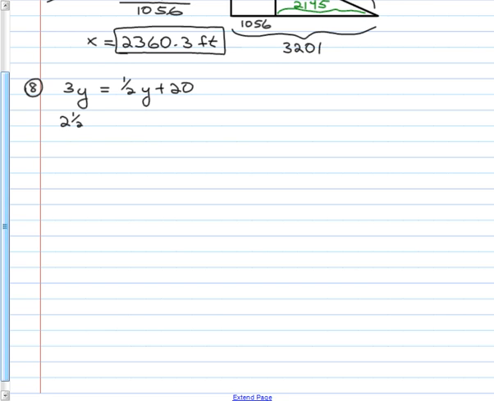2.5y equals 20. I want to change that 2.5 to an improper fraction. What would it be? 5 over 2 y is 20. That way I can multiply by what to get rid of that 5 over 2? The reciprocal, 2/5. And so y must be, how many times is 5 going into 20? 4. 4 times 2 is 8. We just figured out what y was. That allows us to do some measurements now.